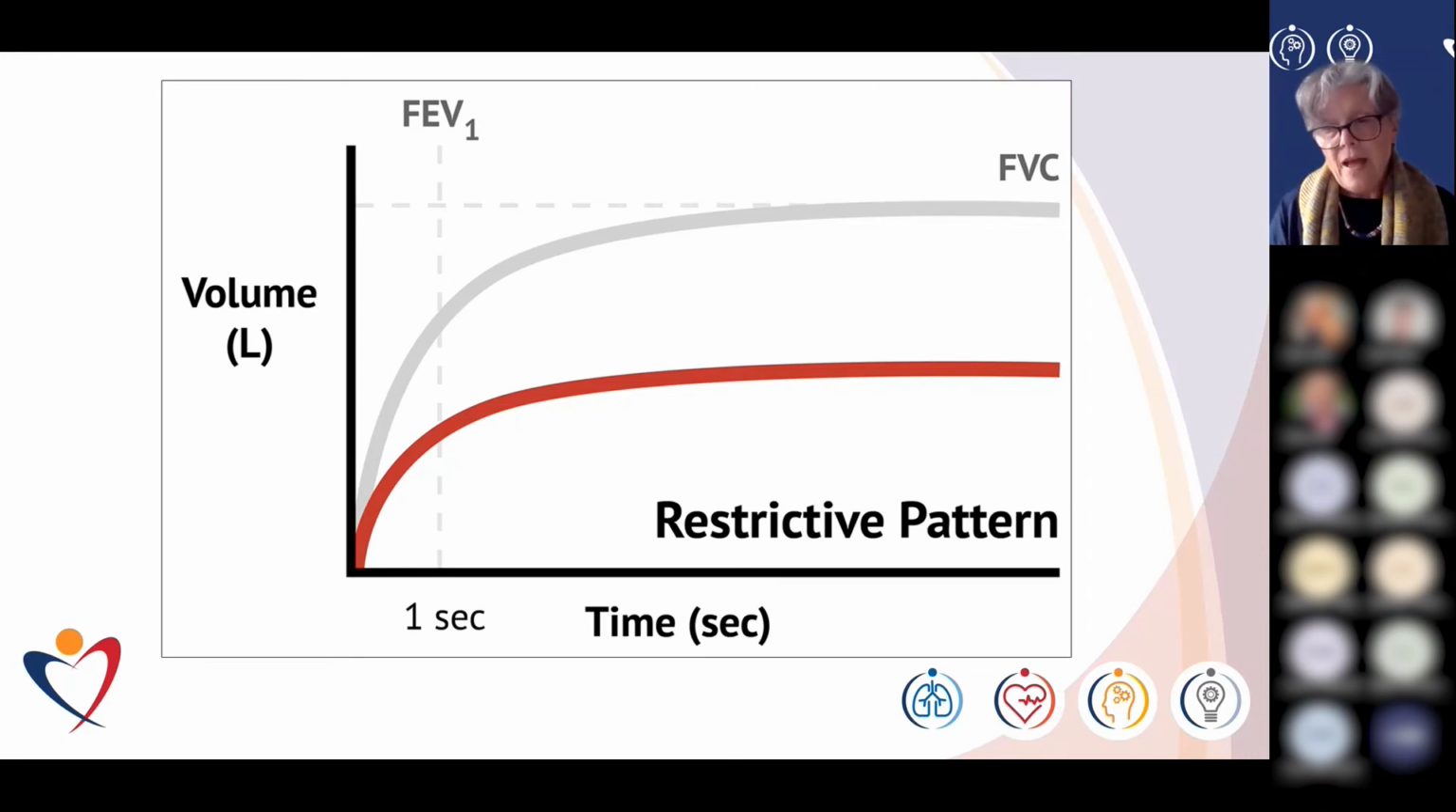And indeed, with that pattern, with the flow volume, you'll often see what we call a church steeple. So everything is low, and instead of that lovely peak flow, you'll see a wee church steeple, and that shows that something serious has gone on and they've got severe lung disease.